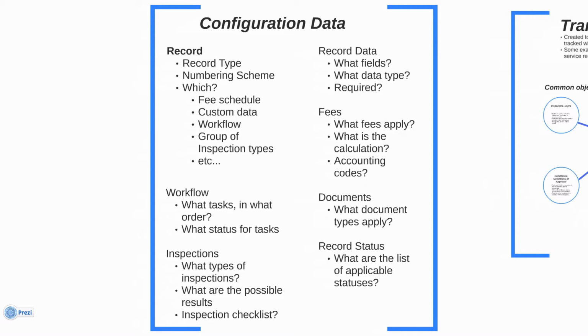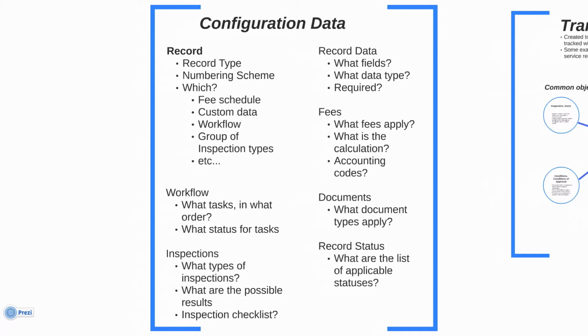Workflow. What tasks and in what order do I want to associate to this record? So I can set up one workflow that may handle, let's say, commercial building permits and associate that to multiple record types. So all those different record types follow the same process. Once I have all my tasks set up, then I also have to associate what status for each task.